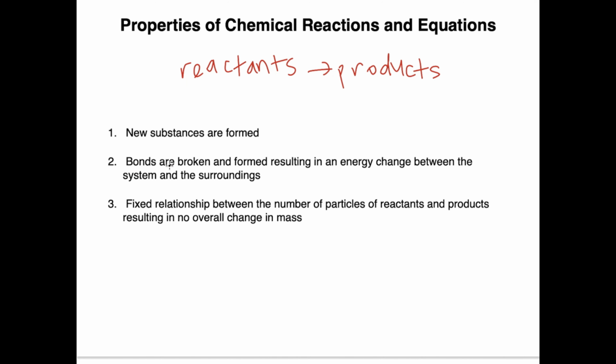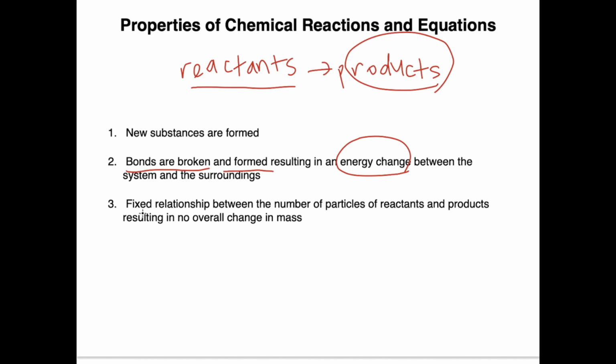The second is that bonds are broken and formed, resulting in an energy change between the system and surroundings. This will be further dealt with in depth in topic 5. But this means that the bonds in the reactants will be broken and they'll be formed to form new products. However, in this process, there will be an energy difference or an energy change.